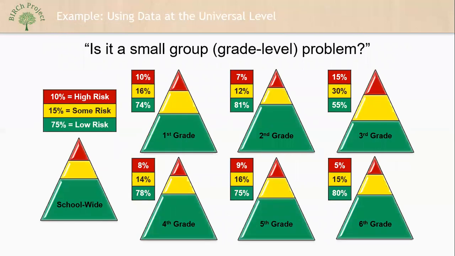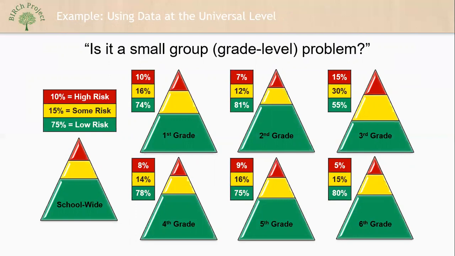These data are fictitious, they're made up, but what it does provide is some examples of what it might look like in a particular school. So on the left, we have our school-wide data where we have 75% in the low risk range, 15% in some risk, and 10% in high risk. And then for each grade, we have similar values yielded by our screening tool.